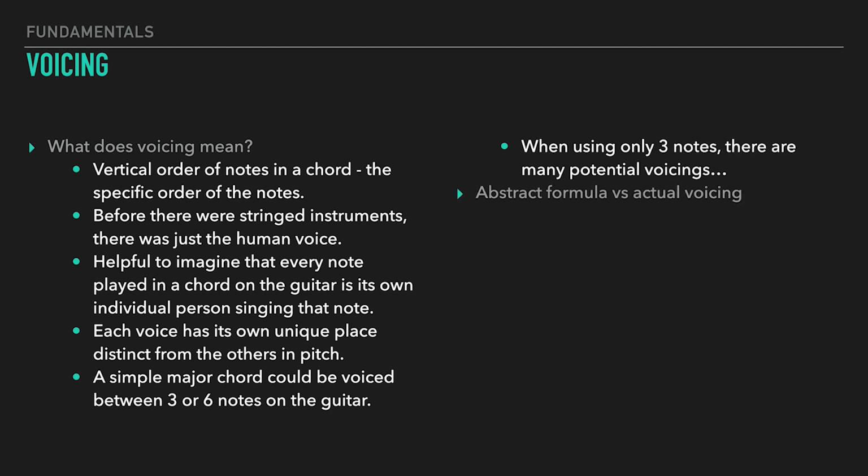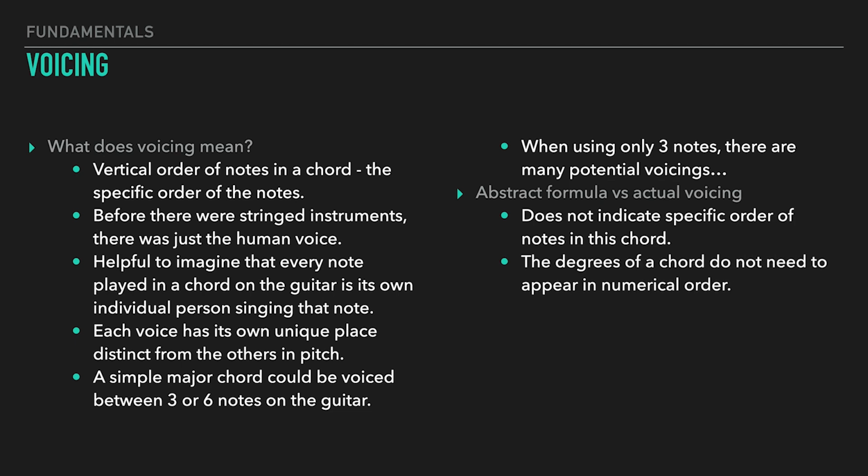So abstract formula versus actual voicing. When a chord is written in a chord chart, for example, C major, it's not telling you, or I, what the order of the notes are, the way that the chord is voiced. And the degrees of a chord do not need to appear in numerical order. There can be duplicate notes that appear in various octaves as well.